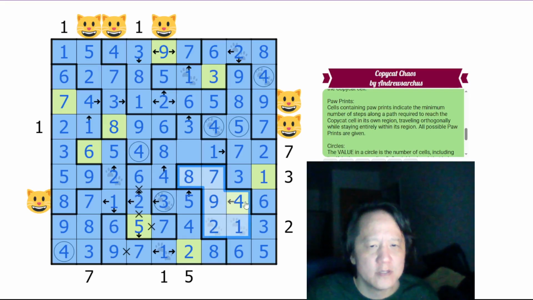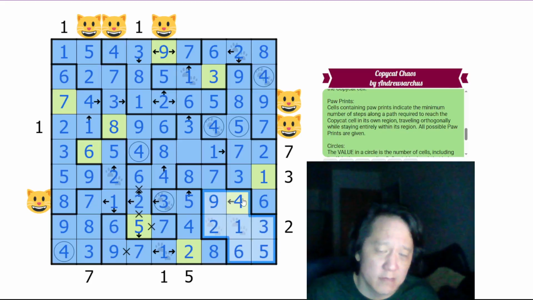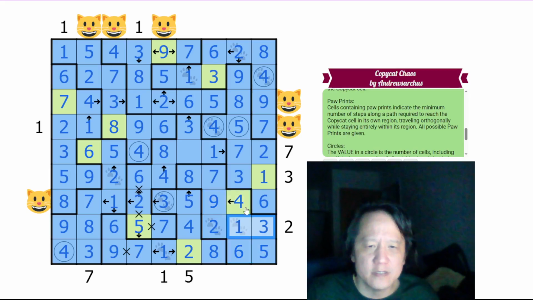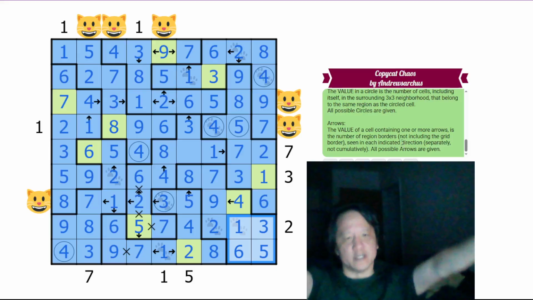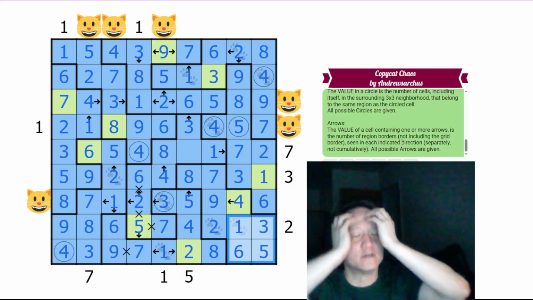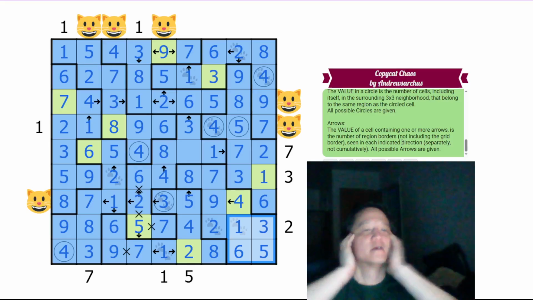6. This is copycatting what? A 4. Oh, it is a 4. And it sees 6. This sees 5. This sees 7. This sees 5. Also 5 here, and this sees 4. And there's no circles. So, all the circles are done. And then arrows. Oh my god, this is going to be a pain.